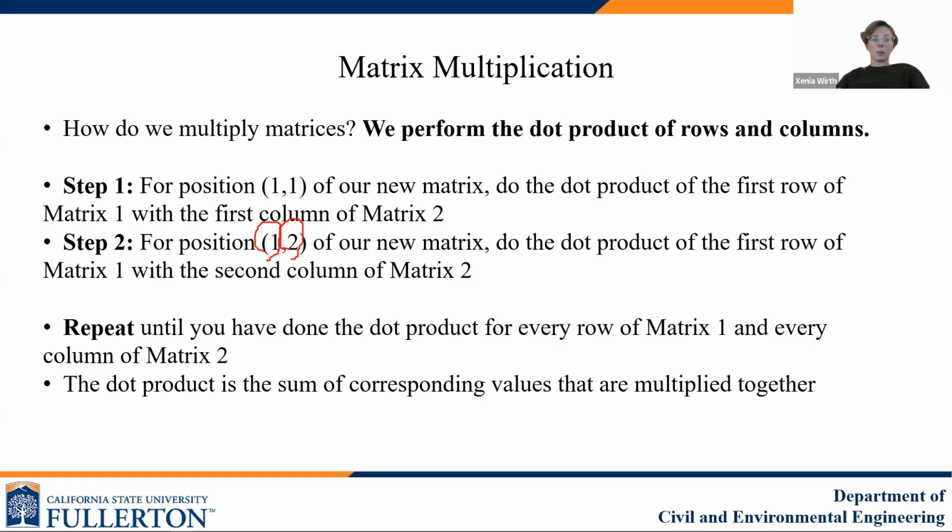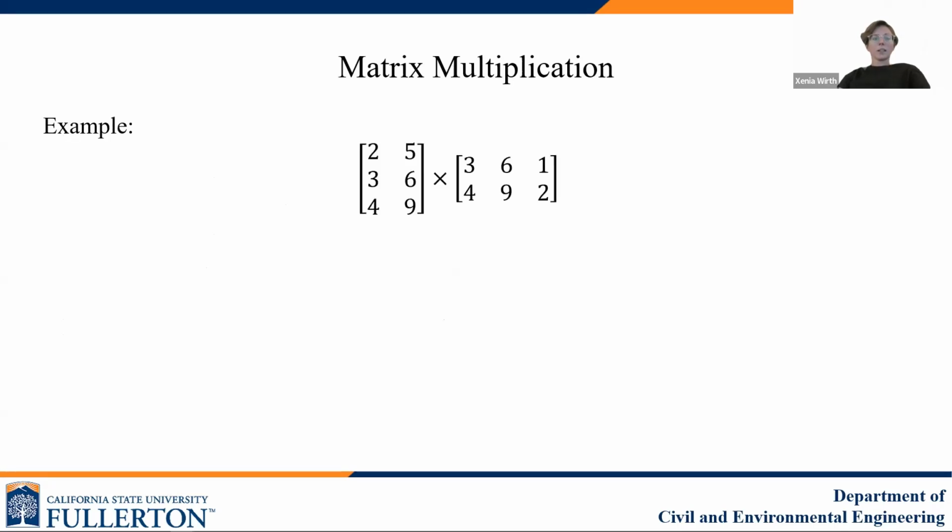You repeat all these dot products until you've done a dot product for every row of matrix 1 and every column of matrix 2. And if you need a reminder, the dot product is the sum of corresponding values that have been multiplied together. Let's do an example. It's easier to visualize. So let's multiply these two matrices that we talked about earlier.